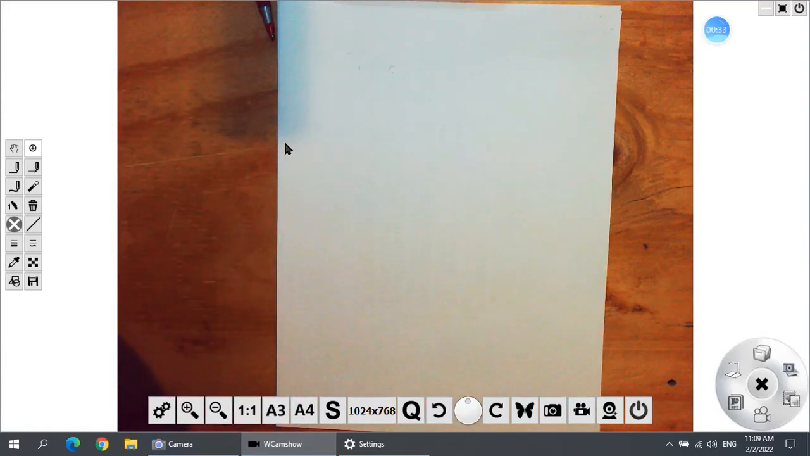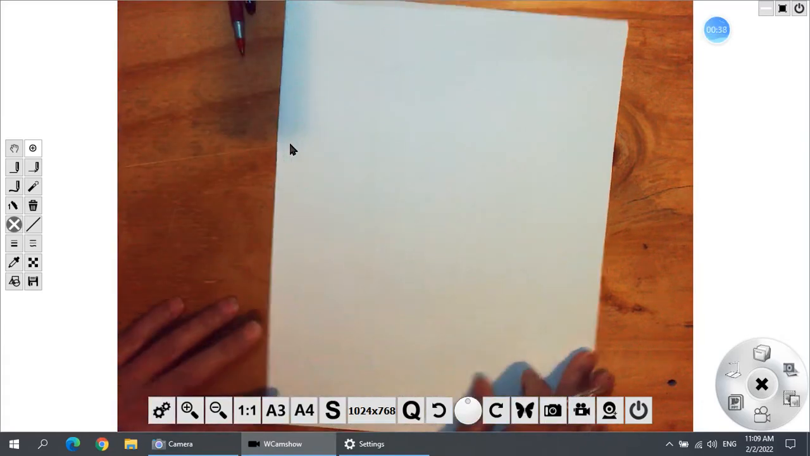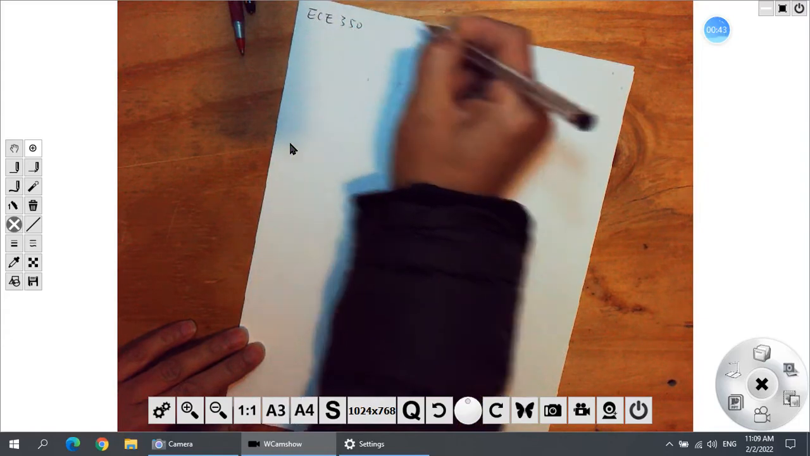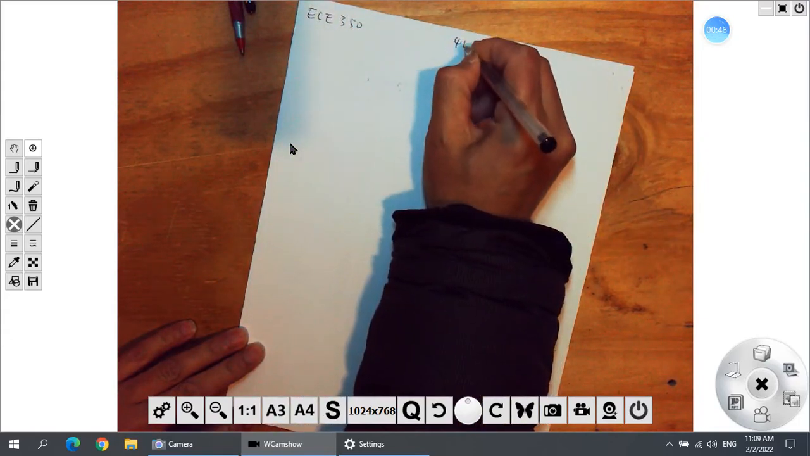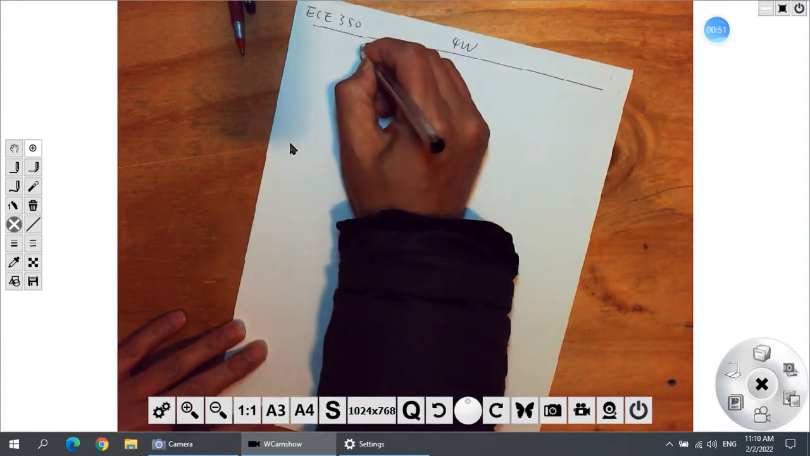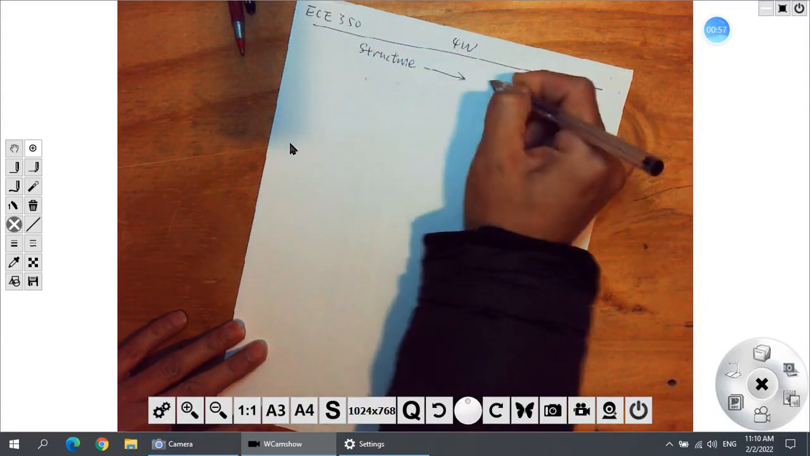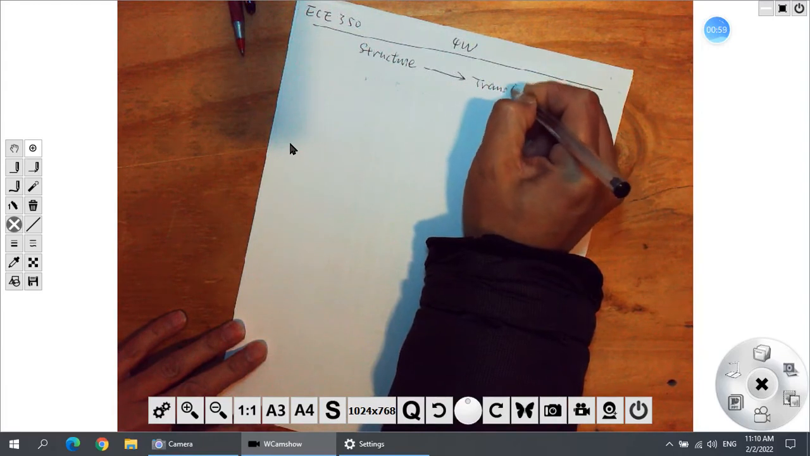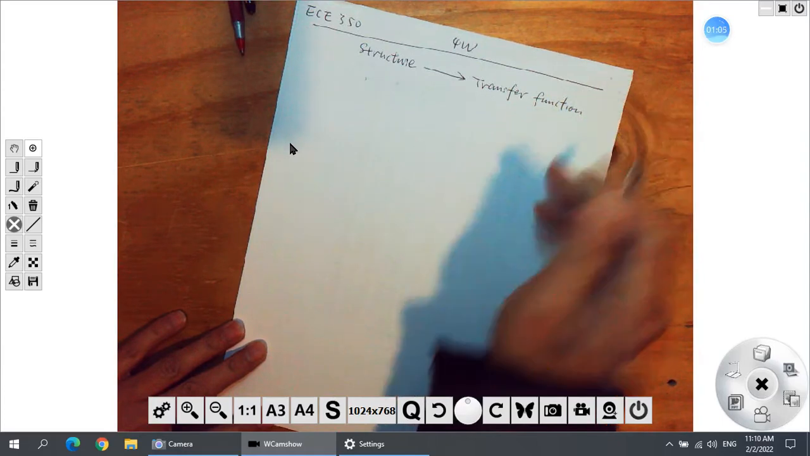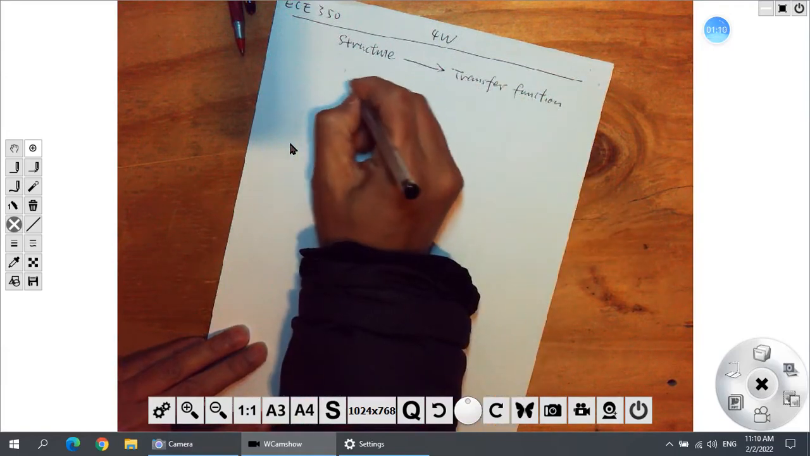Today we will keep working on the structures. This is the ECE350 class, the fourth week, Wednesday. We want to go from a structure to a transfer function. We want to find the transfer function if we have the structure. We study an example like this.